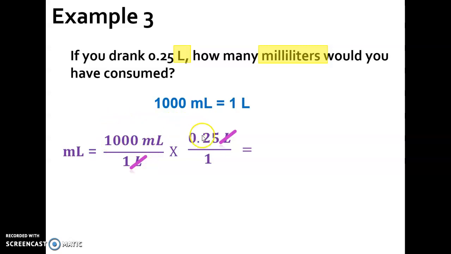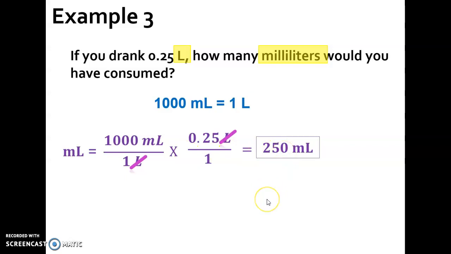We can multiply the top times the top, and that's going to give us 250. The bottom is just multiplying it by 1. To divide 250 by 1, it's still going to be 250. So we don't worry about the bottom when it's all ones. So our 0.25 liters turns into 250 milliliters. And that was using dimensional analysis.